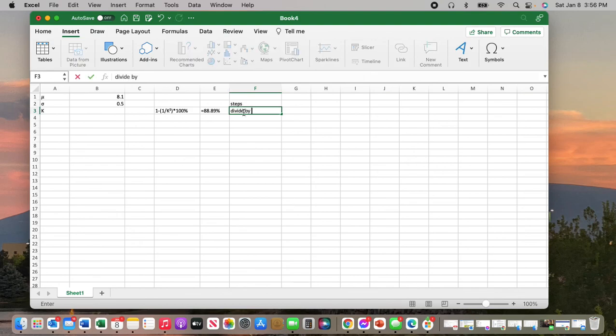Divide by 100%. So if we divide this by 100%, we get that this is going to equal 1 minus 1 over k squared. And this is going to equal 88.89, not 79, but 89, divided by 100%. And that gives us 0.89.